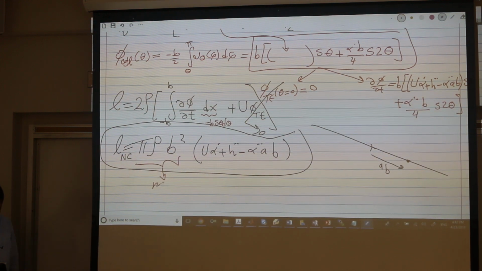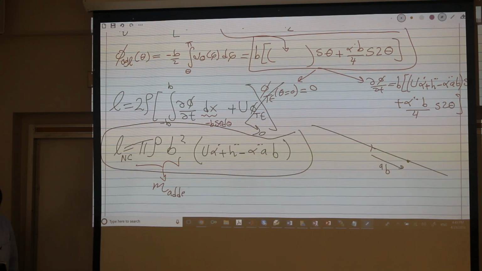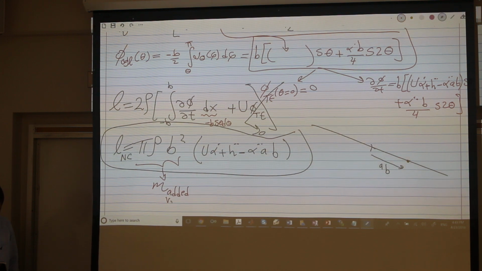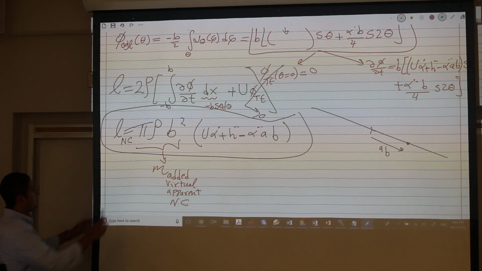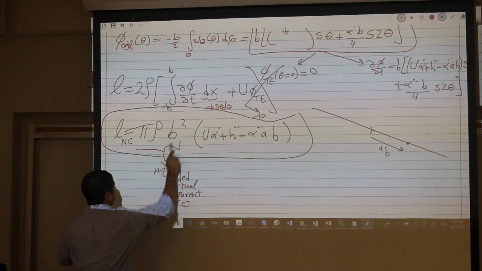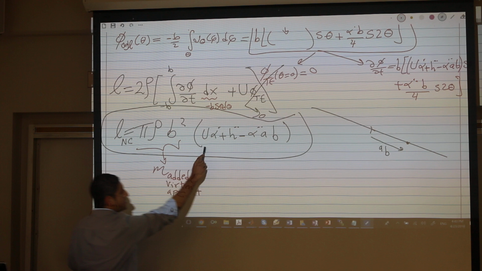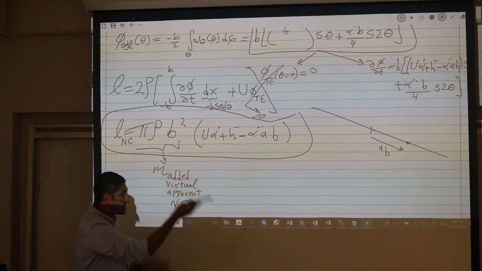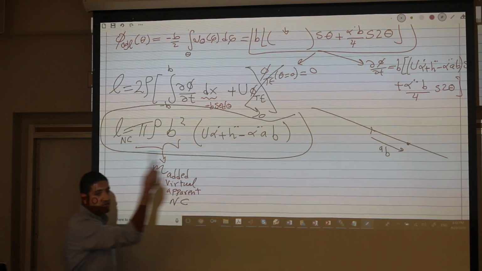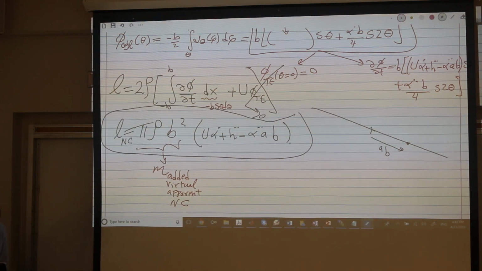It's actually called the added mass, sometimes virtual mass, apparent mass, sometimes of course non-circulatory. I'll tell you what it is. So this has the units of mass, and what are the units of this? Acceleration. We have h double dot here, and alpha double dot. So this is acceleration.